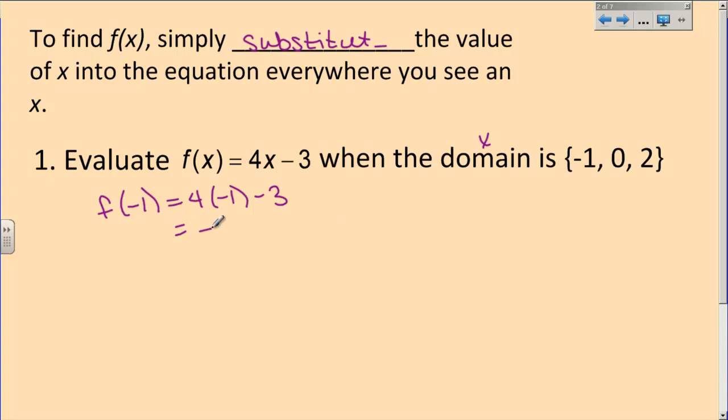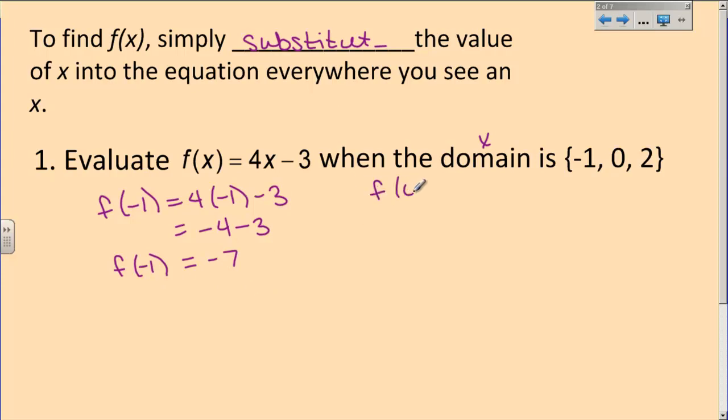So 4 times negative 1 is negative 4, minus 3 is negative 7. So f of negative 1 equals negative 7. What that means is this function's value at negative 1 is negative 7, and you'll see what that means graphically in just a second. But this also tells me that my range for this function, one of the values is negative 7.